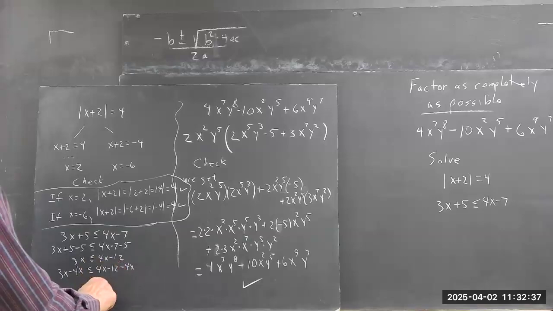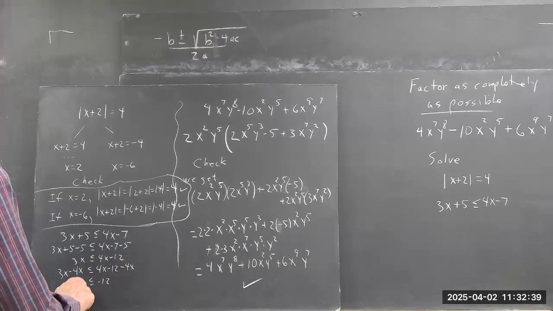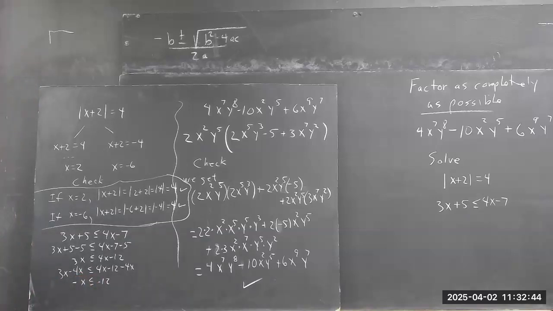4x minus 4x is 0. That leaves us negative 12 here. It leaves us negative x here. Okay. Now we multiply or divide by negative 1 in order to get x. Because we've got negative x. We don't want to know what negative x is. We want to know what x is, right?